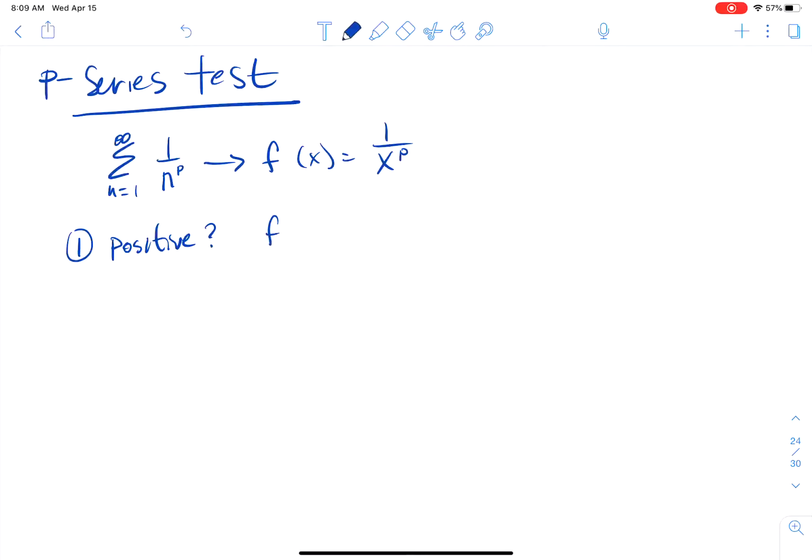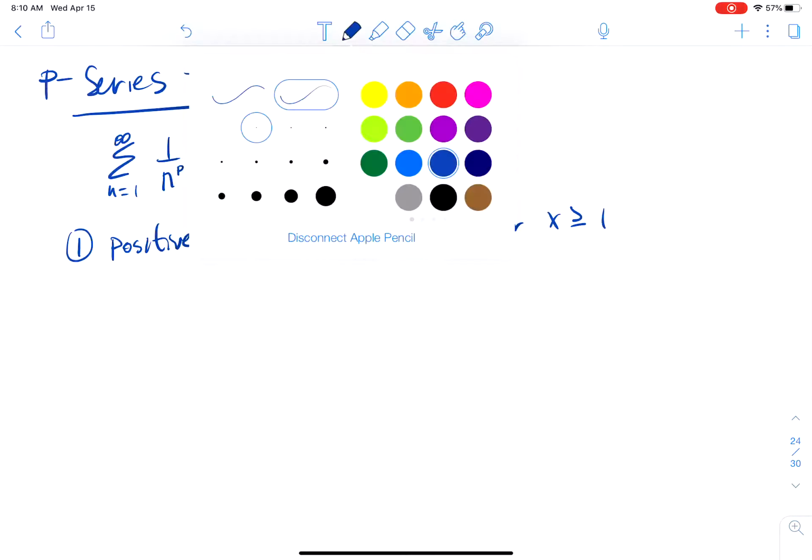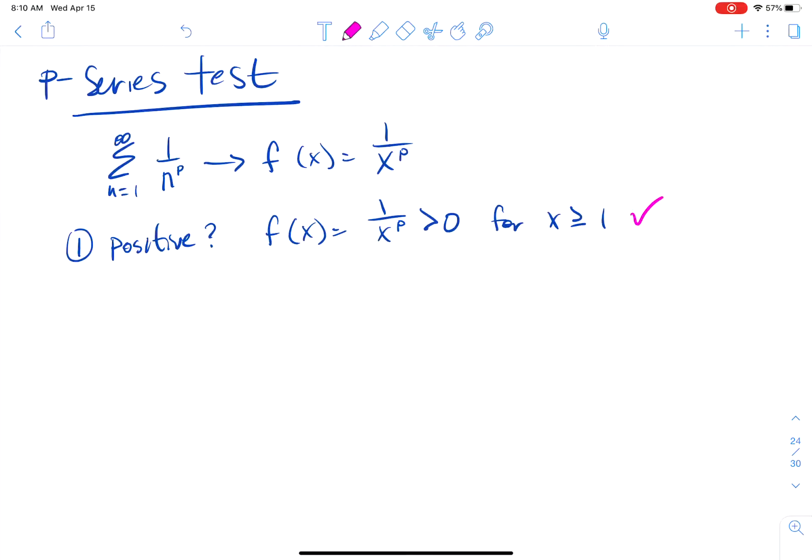All right, so we've got f of x is equal to 1 over x raised to the p. Okay, so p is a positive constant. X is starting at the number 1. X is greater than or equal to 1. So if we take a positive number and we raise it to some positive power, this thing is always going to be positive. So let me actually move this over and say this is greater than 0. It's positive for x greater than or equal to 1. So our first condition has been met.